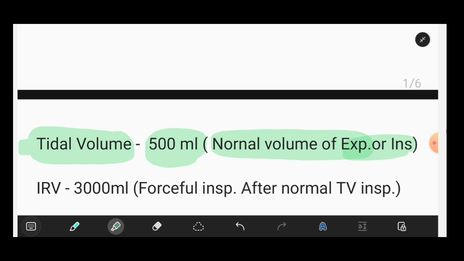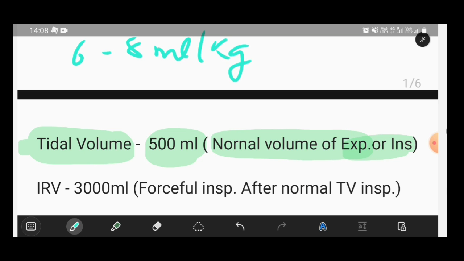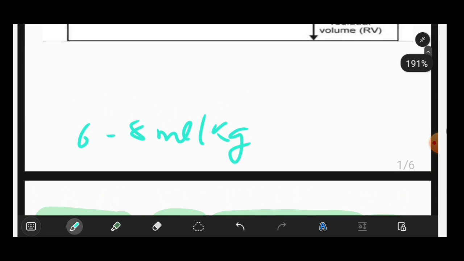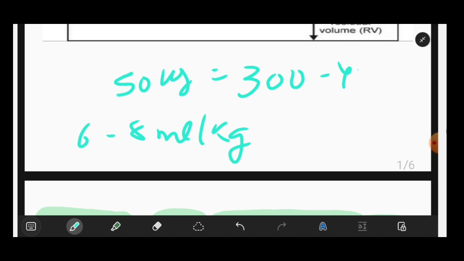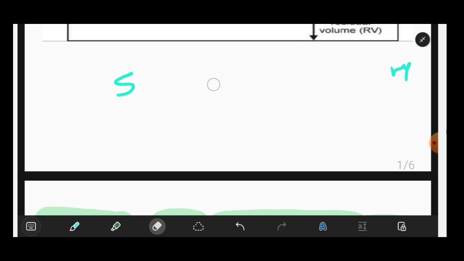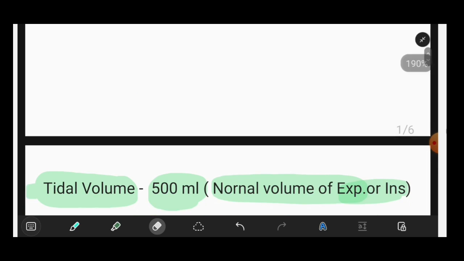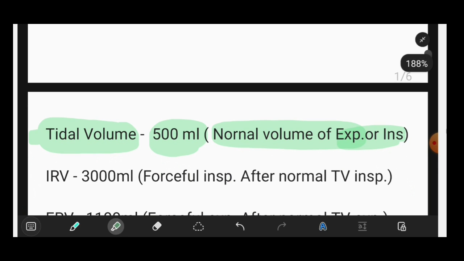And you know what is the formula of tidal volume? It is 6 to 8 ml per kg. In a 50 kg patient, what will be the tidal volume? 300 to 400 ml of tidal volume the patient needs. So this is the tidal volume, the normal volume of the air that is expired or inspired.